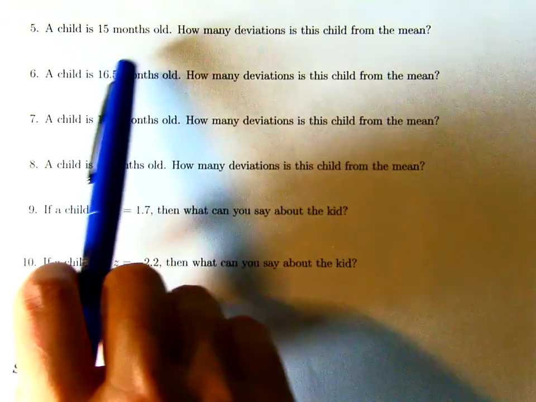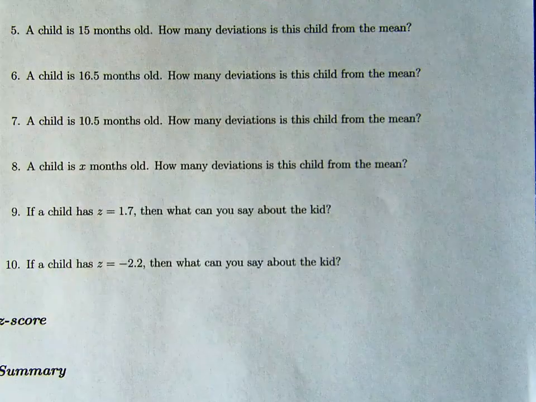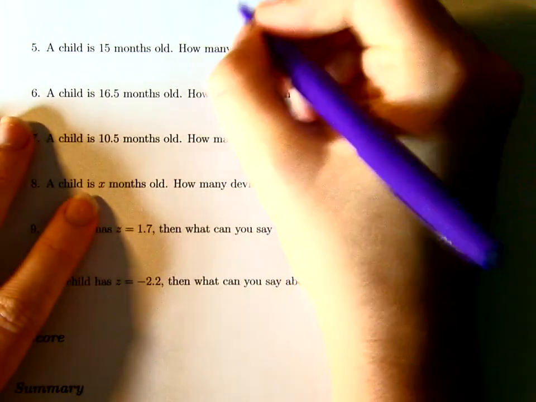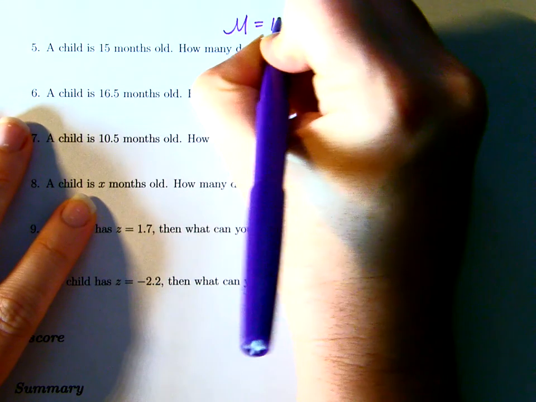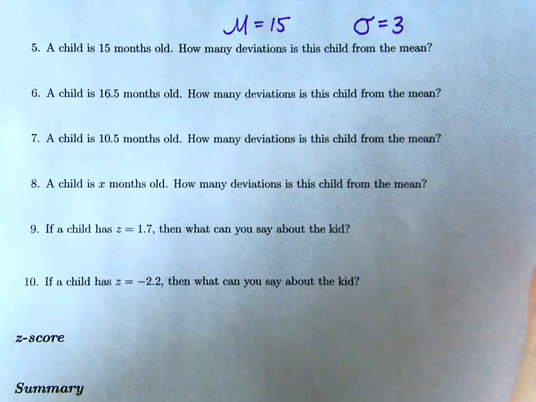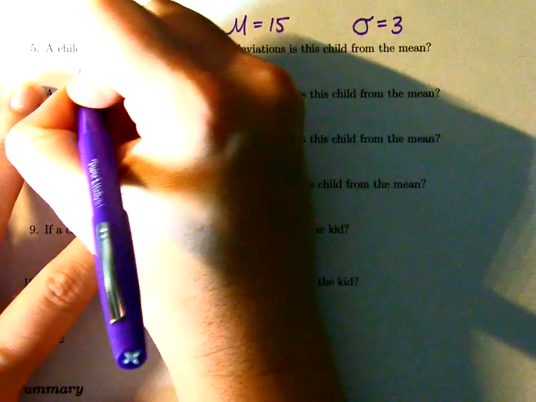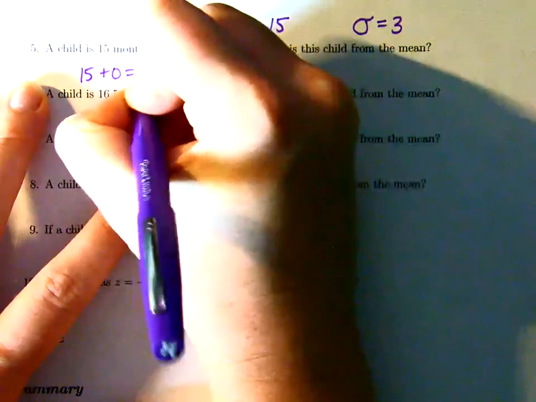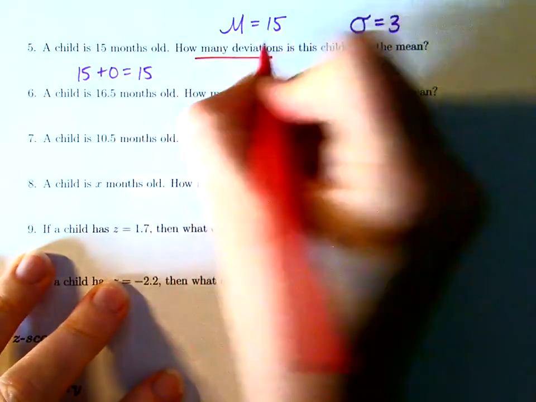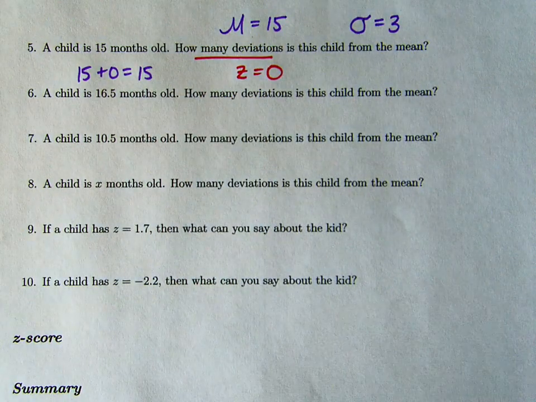A child is 15 months old. How many deviations is that from the average? Well, the average was a perfect 15. Okay, so just so that we remember, the mean was 15 months old with a standard deviation of 3 for walking age. So here, how many deviations? 0. It is right at the average.